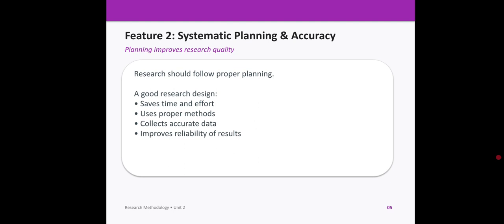So now let us understand accuracy and reliability. A good research design helps the researchers to collect accurate and reliable information. For example, using proper questionnaires and trusted data sources. If data is inaccurate or incorrect, then the research result will also become incorrect. So therefore accuracy and reliability are very, very important for research.